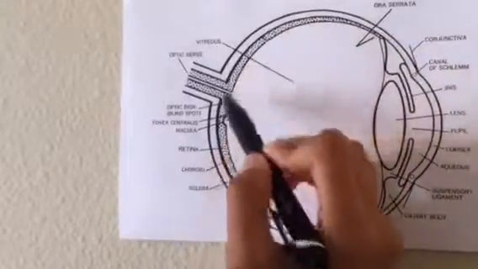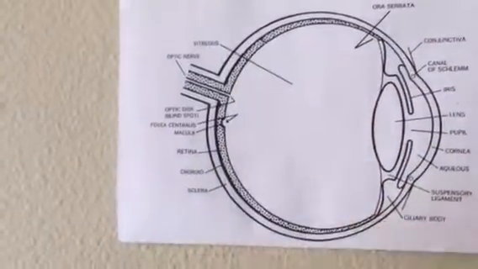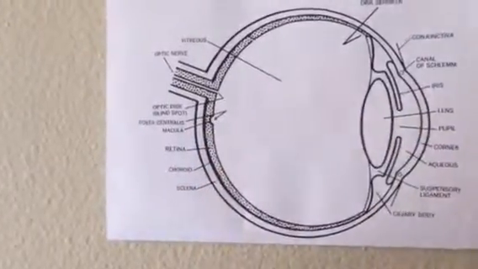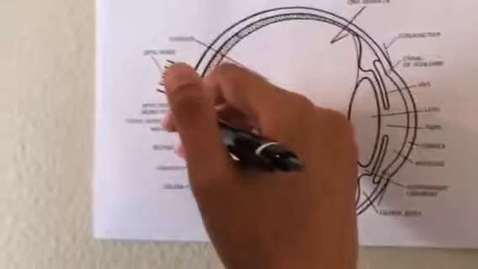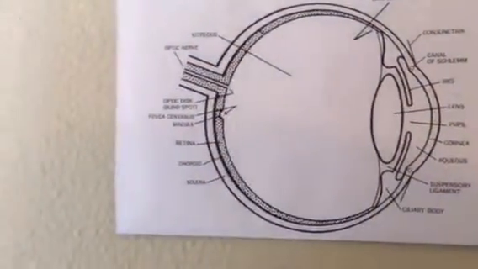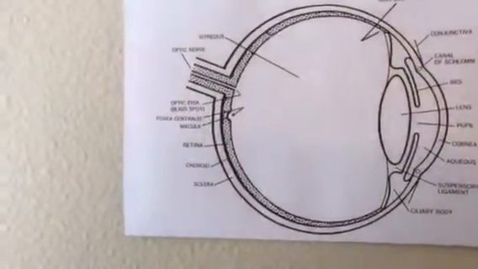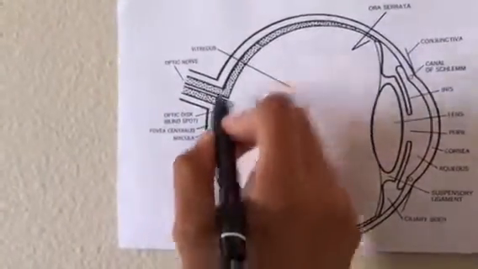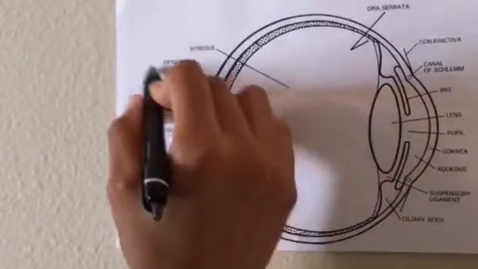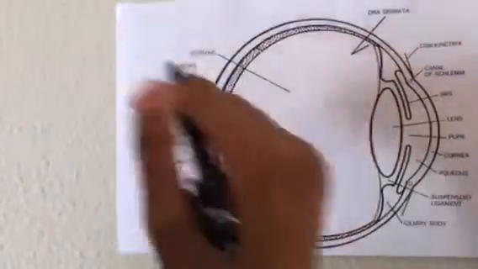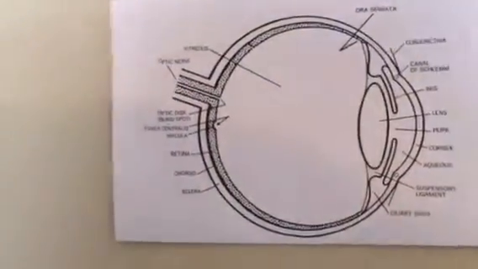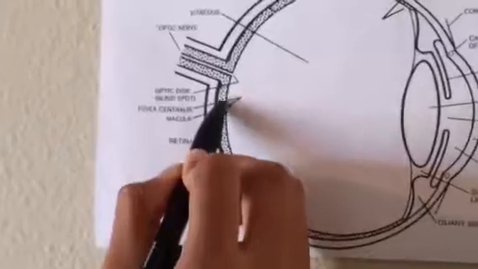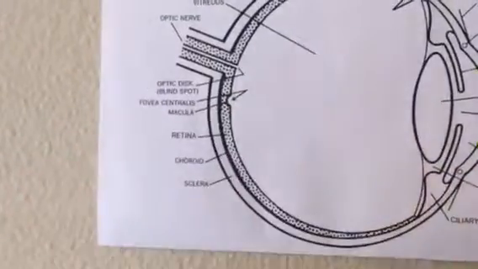It contains nerve cells, photoreceptors. Those photoreceptors receive the light coming through the eye, and they transmit the light into electrical impulses. These electrical impulses meet together here at the optic nerve, which later sends all of that information to the brain.